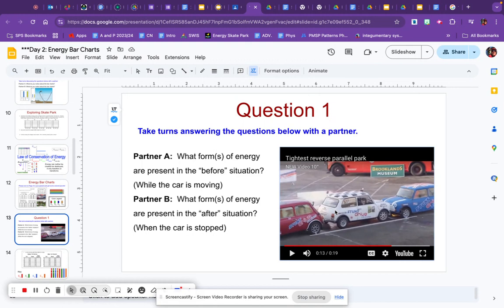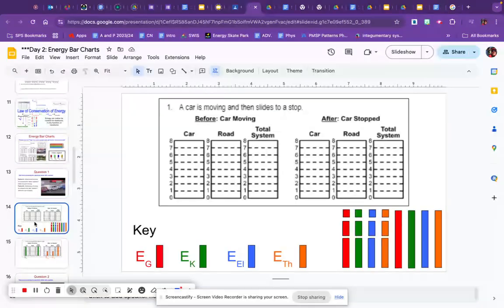Okay. So you need to figure out what forms of energy are present in the before situation while the car is moving, and then the after situation after the car stopped. So you're going to take your colors and give it your best guess. Stop the video and put your colors in, okay?